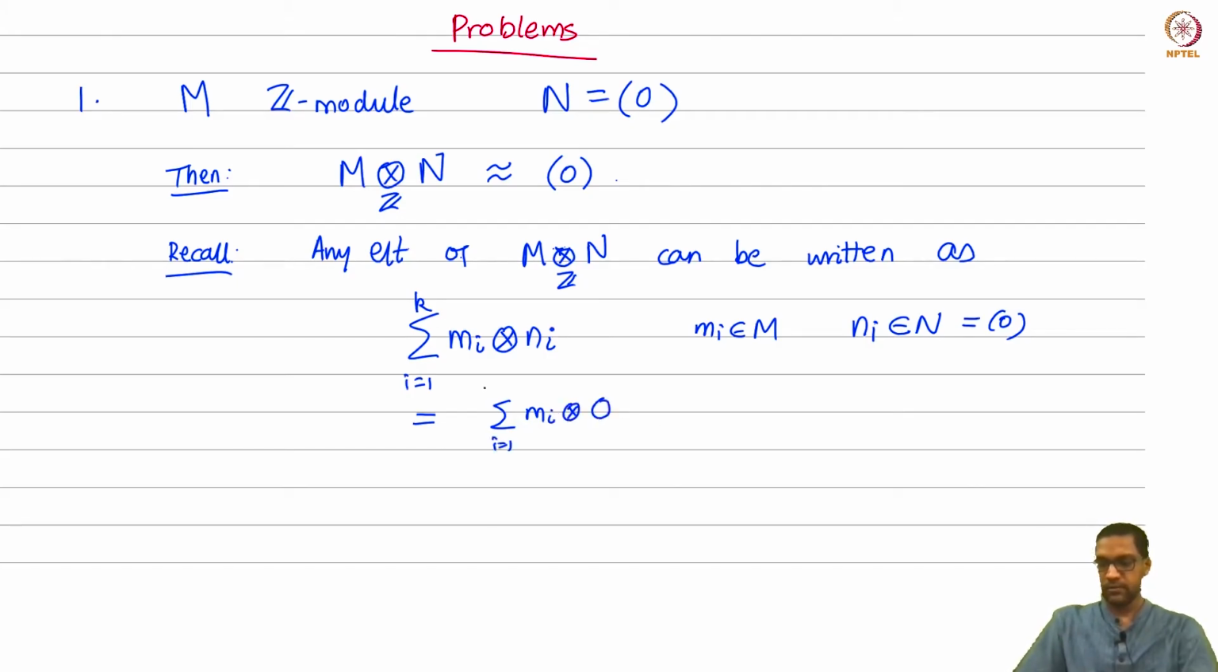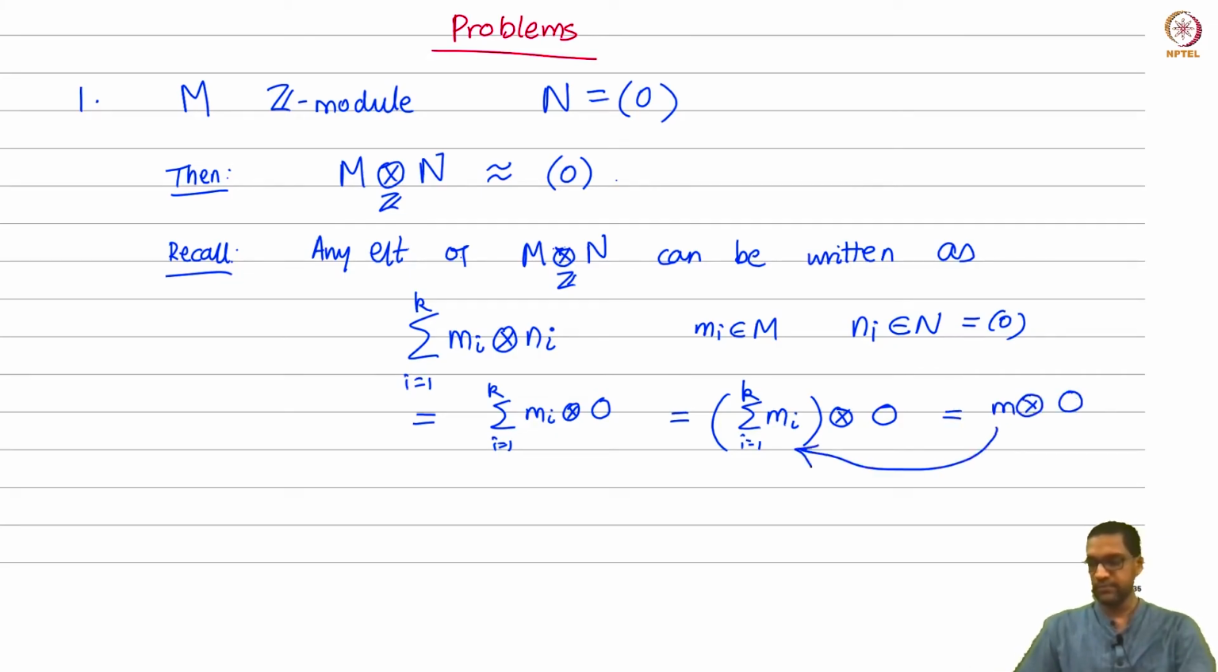Okay, but recall that this tensor product symbol between M and N was our alpha of M comma N that we looked at last time, and that was a bilinear symbol, meaning this is the same as summation Mi tensor 0. Now let me call this some M tensor 0, where M is just the summation of Mi. Okay, so I'll just give this a new name. Now this element M tensor 0, I claim, is actually the element 0.